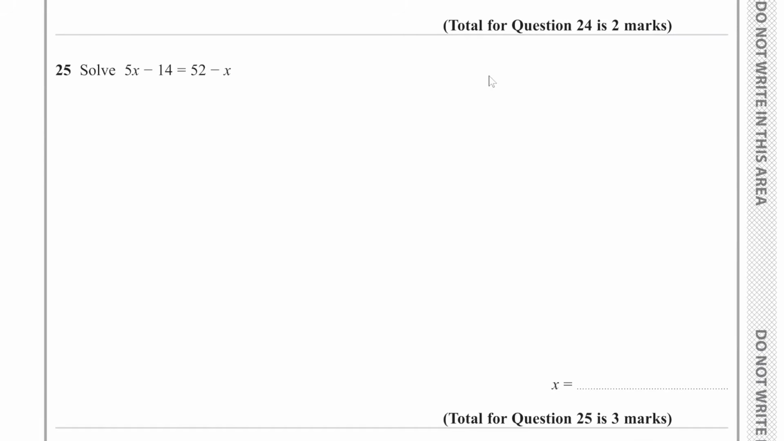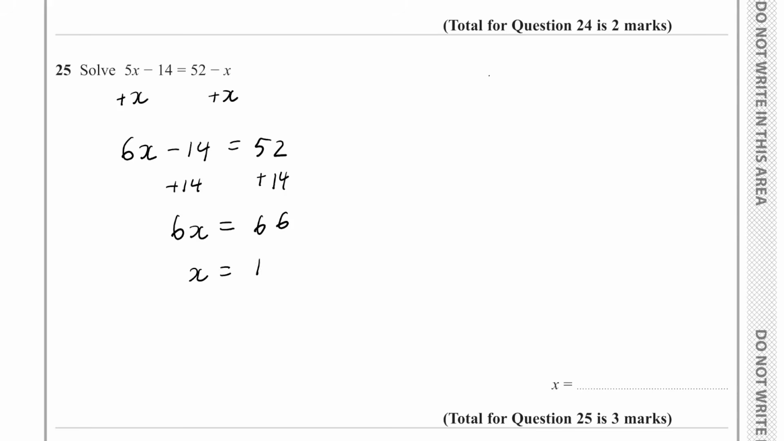Question 25, solve. So 5x minus 14 equals 52 take away x. We need to get x by itself. Let's plus x to both sides to start with. So we get 6x minus 14 equals 52. So as long as we do the same thing to both sides, an equation stays balanced. Now let's plus 14 to both sides to get 6x by itself. So 6x is 66. And then divide both sides by 6. So x is 11.